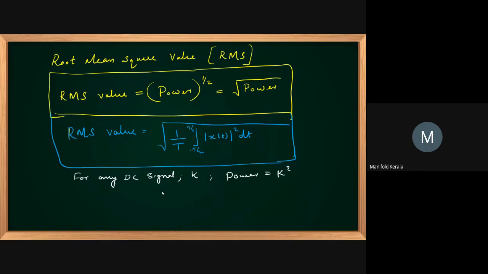Right. For any DC signal K, the power is always equal to K square. Power is always equal to K square. Okay. For any DC signal K, power is always equal to K square.